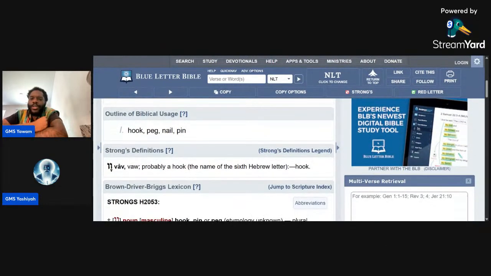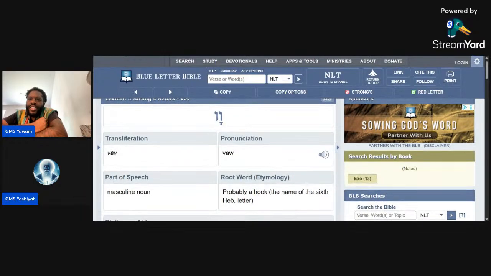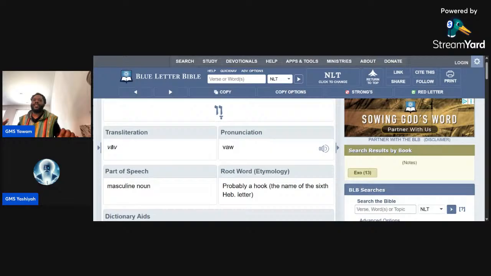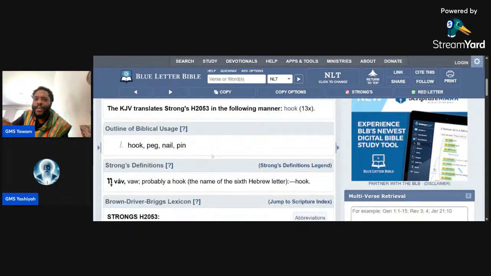Can you scroll back up? It says probably a hook, the name of the sixth Hebrew letter, and a hook is essentially something that you attach things to. So it was used on the tent, and this is going into the making of the tent, because the hook will be used to fasten things together. That's why it says hook, peg, nail, pin, and pretty much hooks would again be used to link things together.